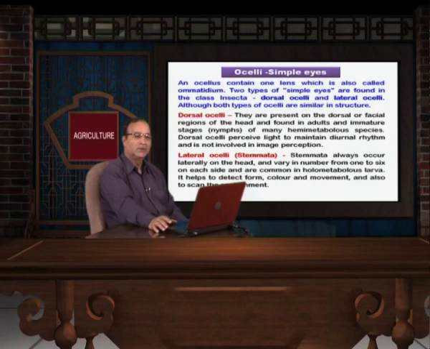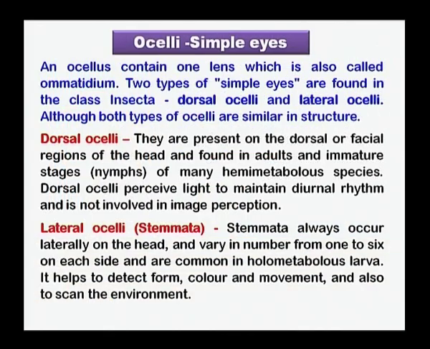Now coming to the ocelli, which are also known as simple eyes. An ocellus contains one lens, which is also technically called an ommatidium. Ocelli are of two types. One is dorsal ocelli and the second is lateral ocelli, and both types of ocelli are similar in structure.